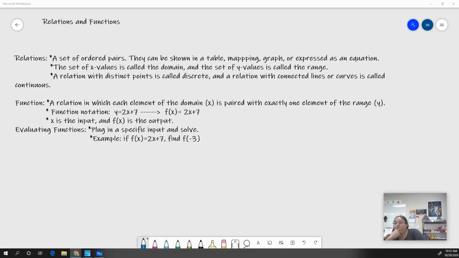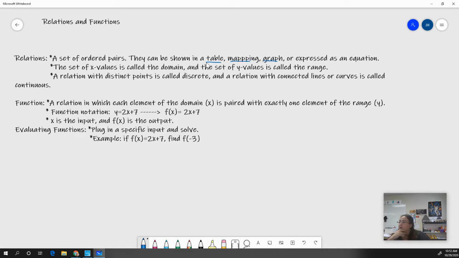So a relation is just a set of ordered pairs, X, Y's, so to speak. And technically, it's like something is happening to one to get you to the other, right? If we input something for X, it's going to give us a specific Y. And they can be shown in a table, right? There's all sorts of ways to show them. We show them in a table by mapping, and I'll show you what each of these mean.